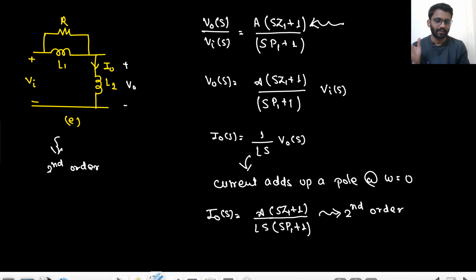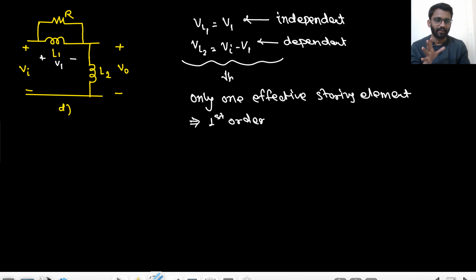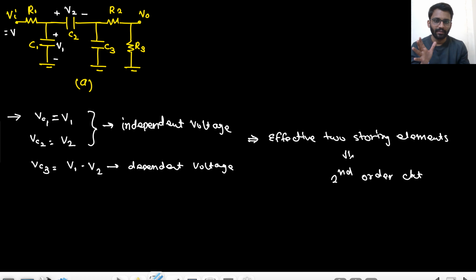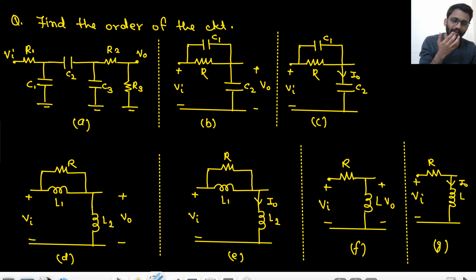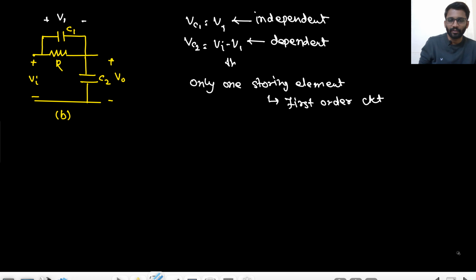Okay, so the concept that I wanted to deliver in this lecture has been delivered. I hope you have understood it, right? The conclusion is that if you know the order of the circuit for voltage output, it's not necessary that for the current output the order will be same. For current output, you will have to check. Okay. Also, you need to keep in mind the pole at omega goes to zero in case of capacitor, and in case of inductor, you need to keep in mind the zero at omega goes to zero. Got it? So just revise it once again and it will be all clear to you. Okay. Thank you.